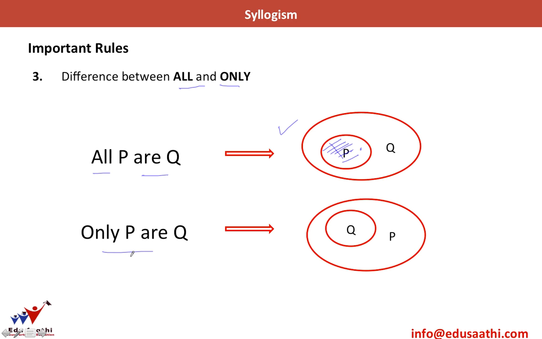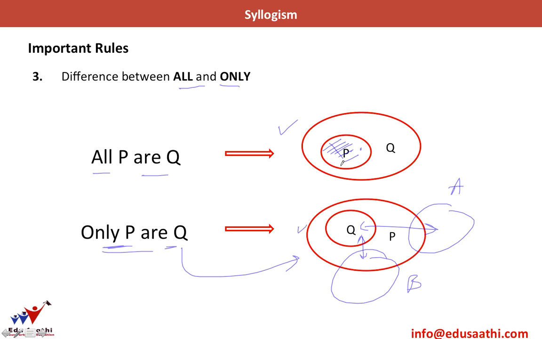Only P are Q is the entire reverse diagram. It means that Q is inside and P is outside. For example, if I have another circle, let's say A here, or another circle B here, there will be no intersection between Q and B, or Q and A. Why? Because only P can be Q. So in this circle only P can be Q, which is why Q is the smaller circle here and P is the bigger circle.